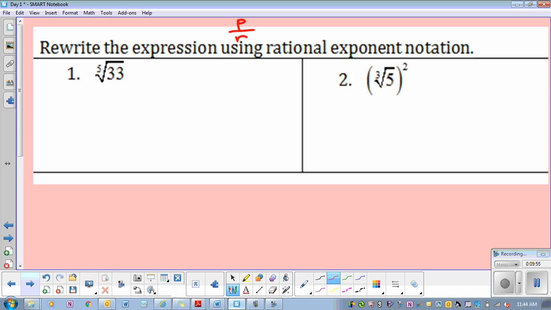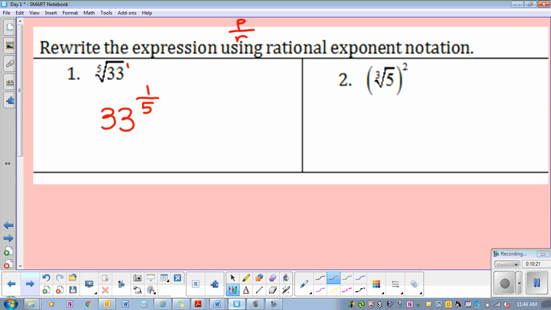So you have 33 that comes out. What is the power on this 33? 1. What is the exponent? Yeah, 1, right? And what is the root? 5. Is that the answer? Well, all we're doing is rewriting, so we're going to stop here.